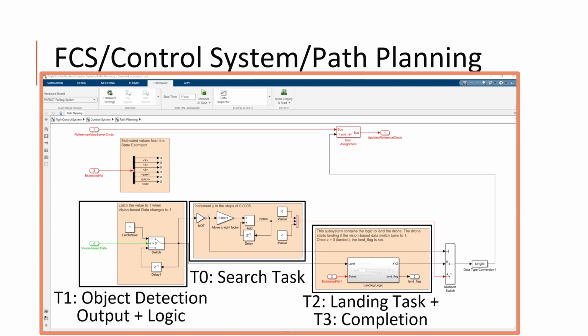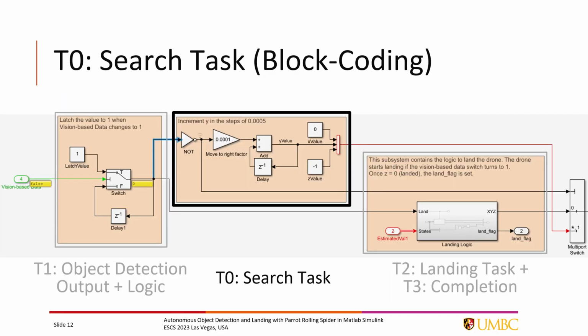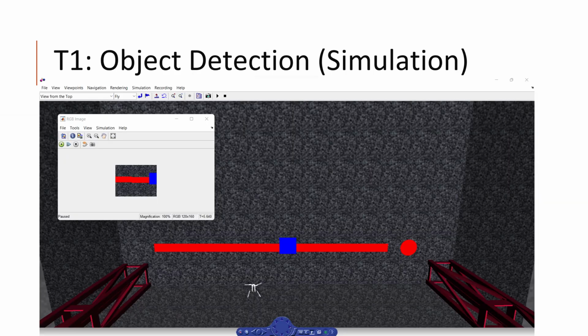In the beginning, the drone hovers over the ground as seen in the screenshot of the simulation. Moreover, the drone flies along the direction of its right axis in a set speed inside the search task building block. Once the drone spots an underlying object along its search path with majorly blue pixels, the image processing system outputs a 1.